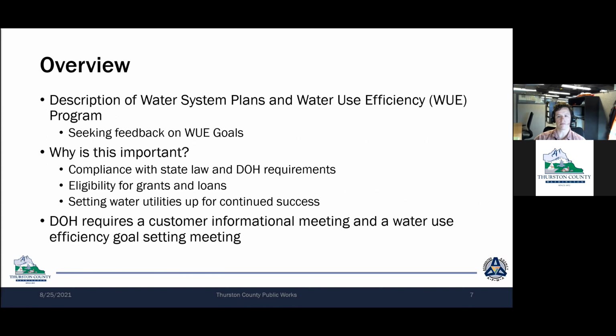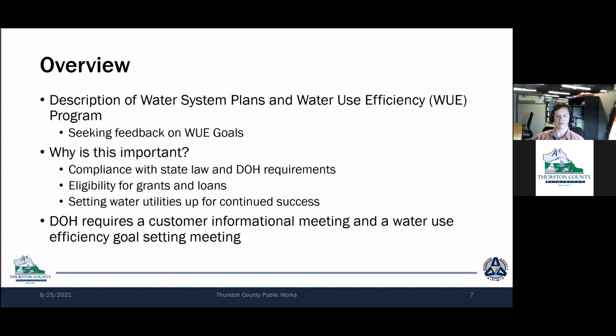For a quick overview, today we will be describing the water system plans that are currently in development, as well as the Water Use Efficiency Program, which is a part of these plans. At the end of this presentation, we will be requesting feedback regarding proposed water use efficiency goals. These water system plans, once approved, will put the utilities in compliance with state laws, including the municipal water law, as well as Department of Health requirements.